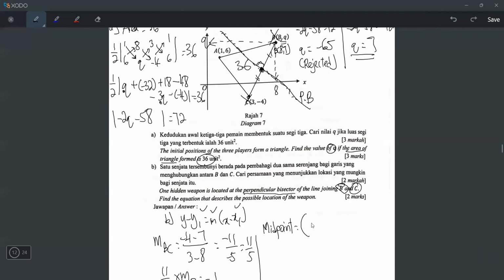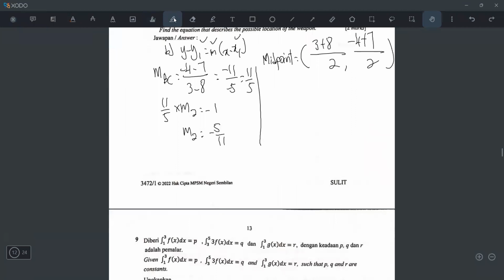So midpoint equals to (x plus x) divide 2, (y plus y) divide 2. And the midpoint is B and C midpoint. So x plus x, 3 plus 8, and then negative 4 plus 7. So what is the midpoint? Let's scroll down. And then here we end up with 11 over 2. Here is 3 over 2. Now I have my point.